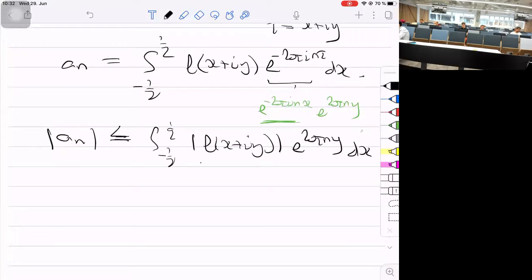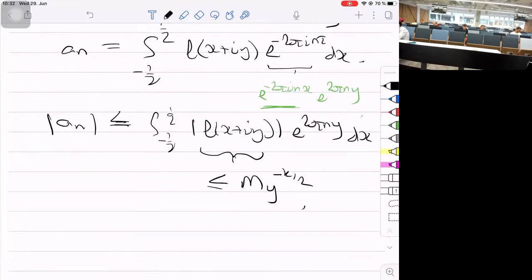And then from part B, we know that since f is a cusp form, this has the absolute bound, some M times the imaginary part of tau to the minus k over 2. The imaginary part of tau is y, so the bound is M times y to the minus k over 2. And then just do the integral. There's no integral to do because there's no dependence on x anymore. So we get the bound with e to the 2 pi n y.